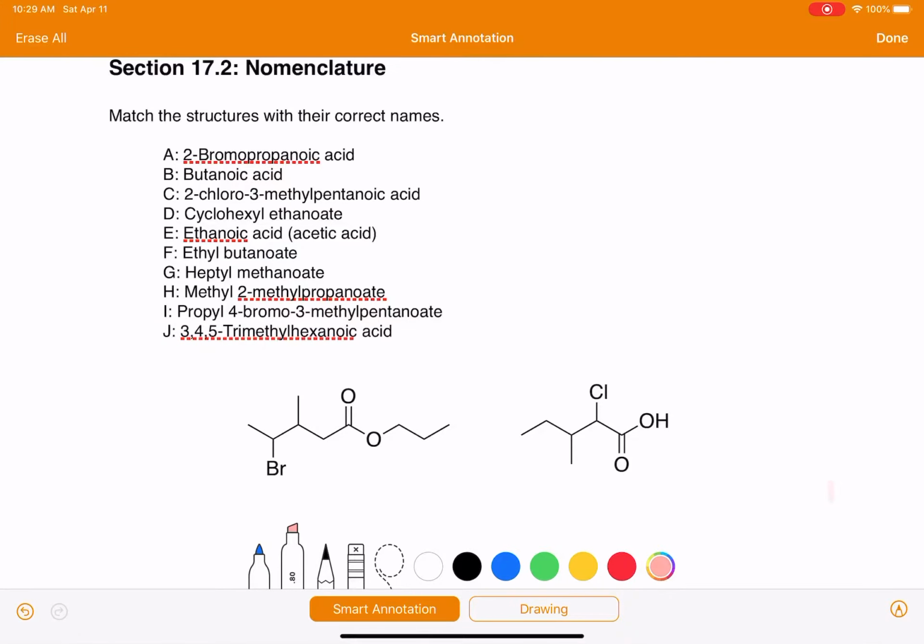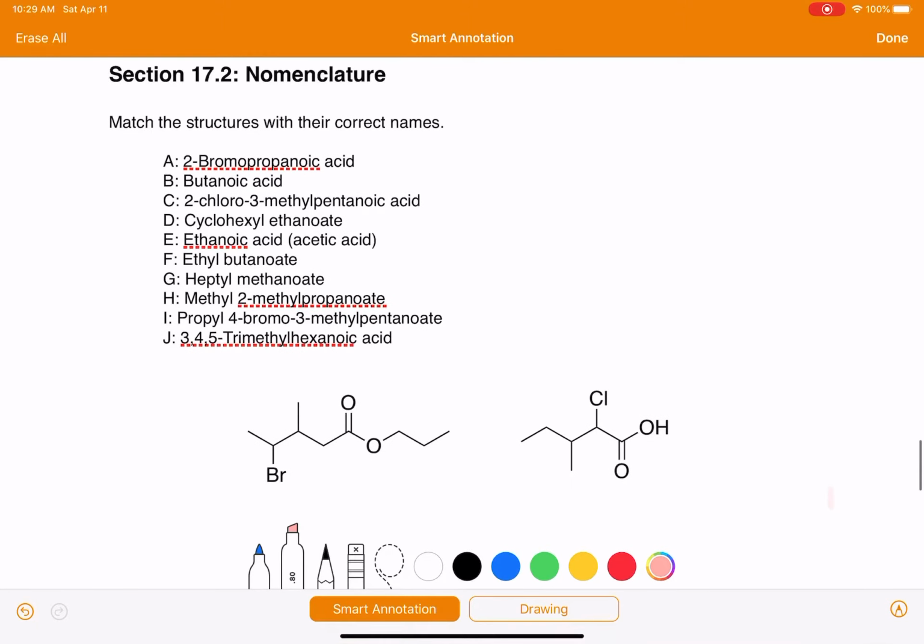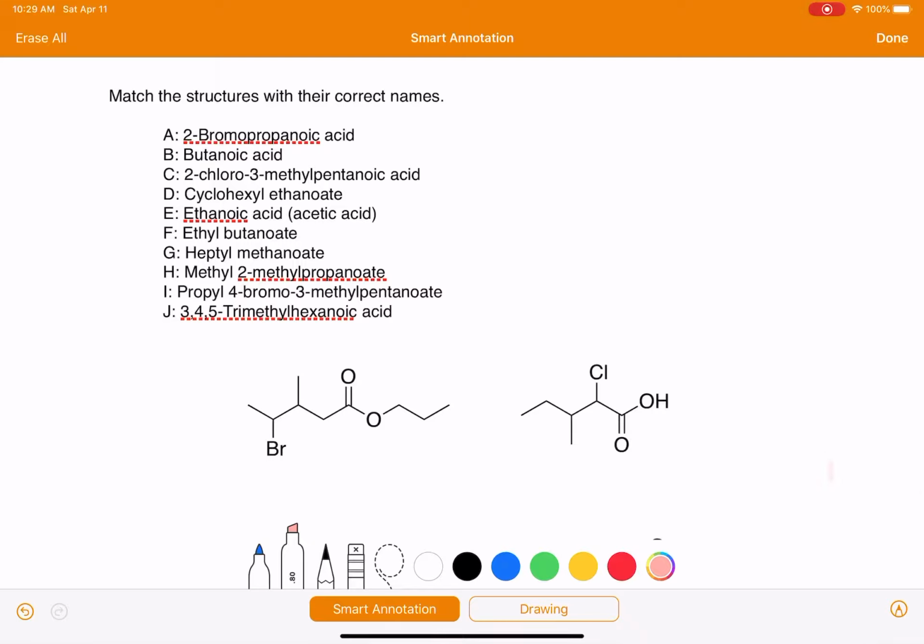Let's look at this worksheet, 7.2. This worksheet has a combination of esters and carboxylic acids, and our job on this worksheet is to assign names to the esters and the carboxylic acids. So we're not coming up with the names ourselves, we're just going to be matching them up.